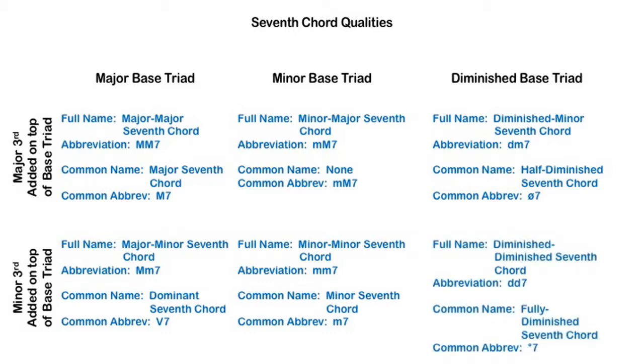If we start with that same diminished triad and we put a minor third above it, we end up with a diminished 7th chord. The interval between the root and the 7th is a diminished 7th. The common name for this chord is a fully diminished 7th chord, and its common abbreviation is a degree sign with the number 7 next to it. You need to put the number 7 next to it to distinguish it from a diminished triad, which also uses the degree sign.